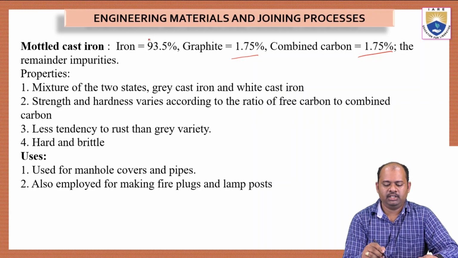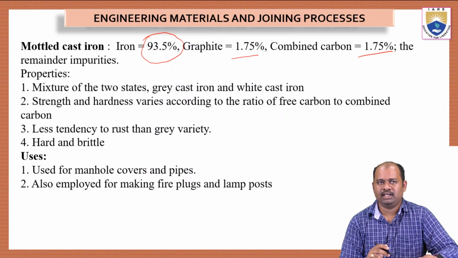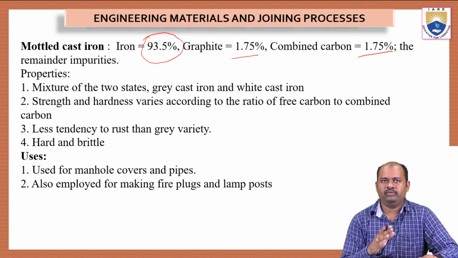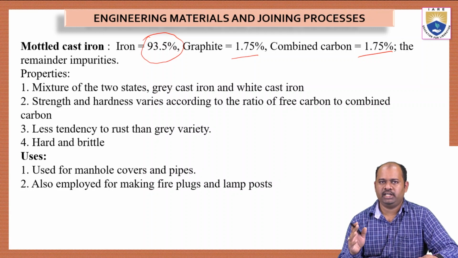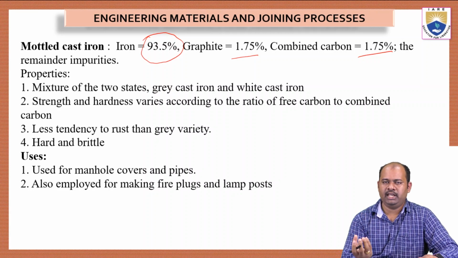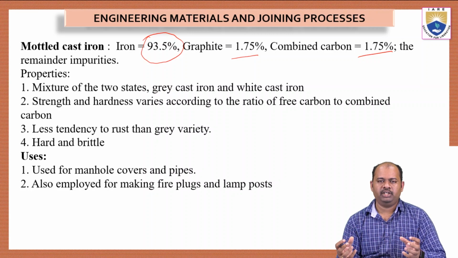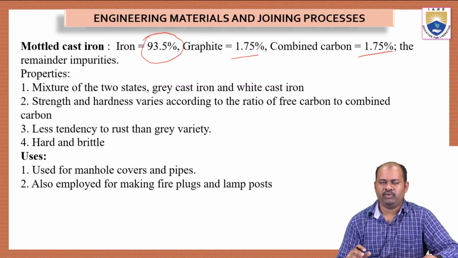Here the iron percentage is different. Iron is about 93.5%, and one of the good properties of this mottled cast iron is that it is a mixture of two states, grey cast iron and white cast iron. So it is a combination of these two. When the iron is being processed in the furnace, when it is being converted from grey cast iron into white cast iron, we get a separate form, a mixture of these two. So it will have the properties of both grey cast iron and white cast iron.